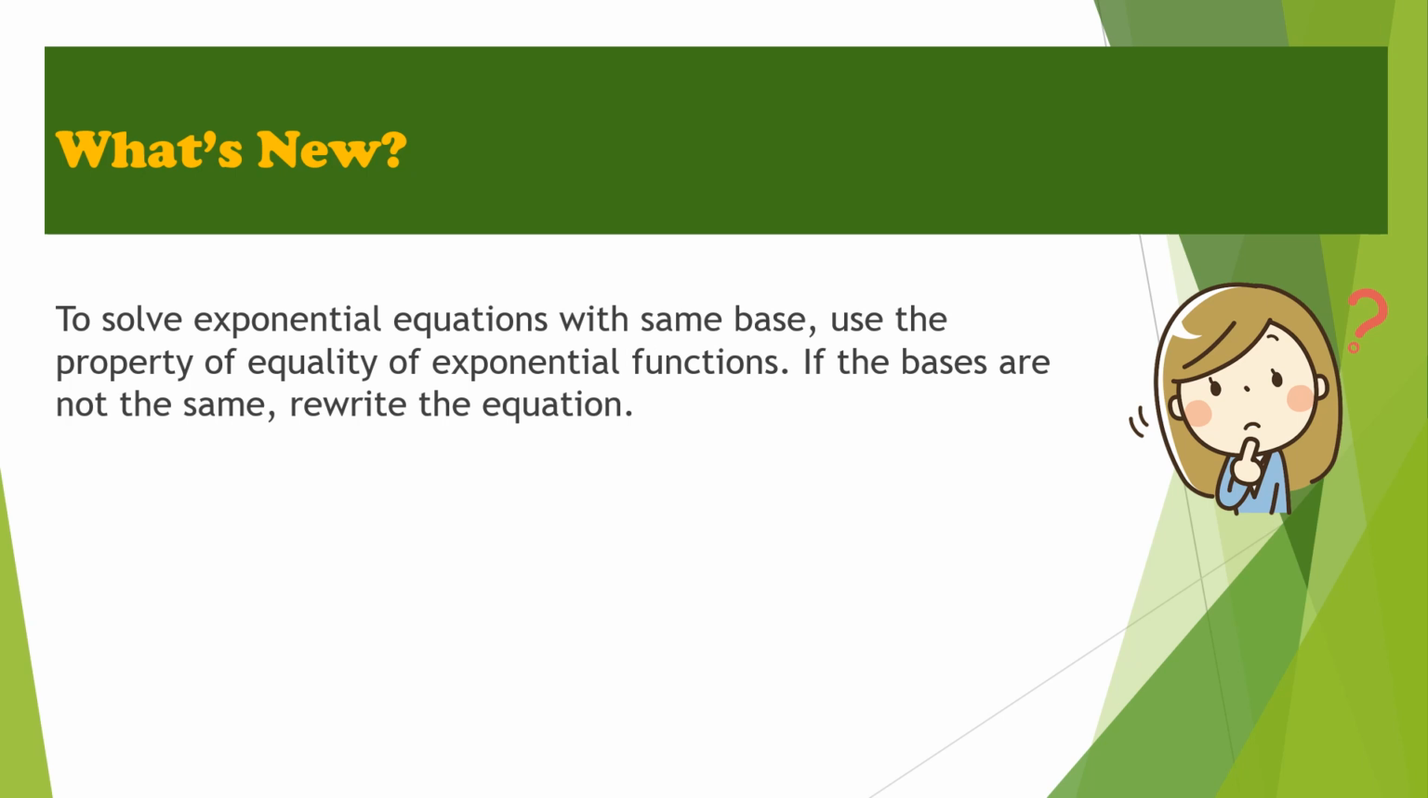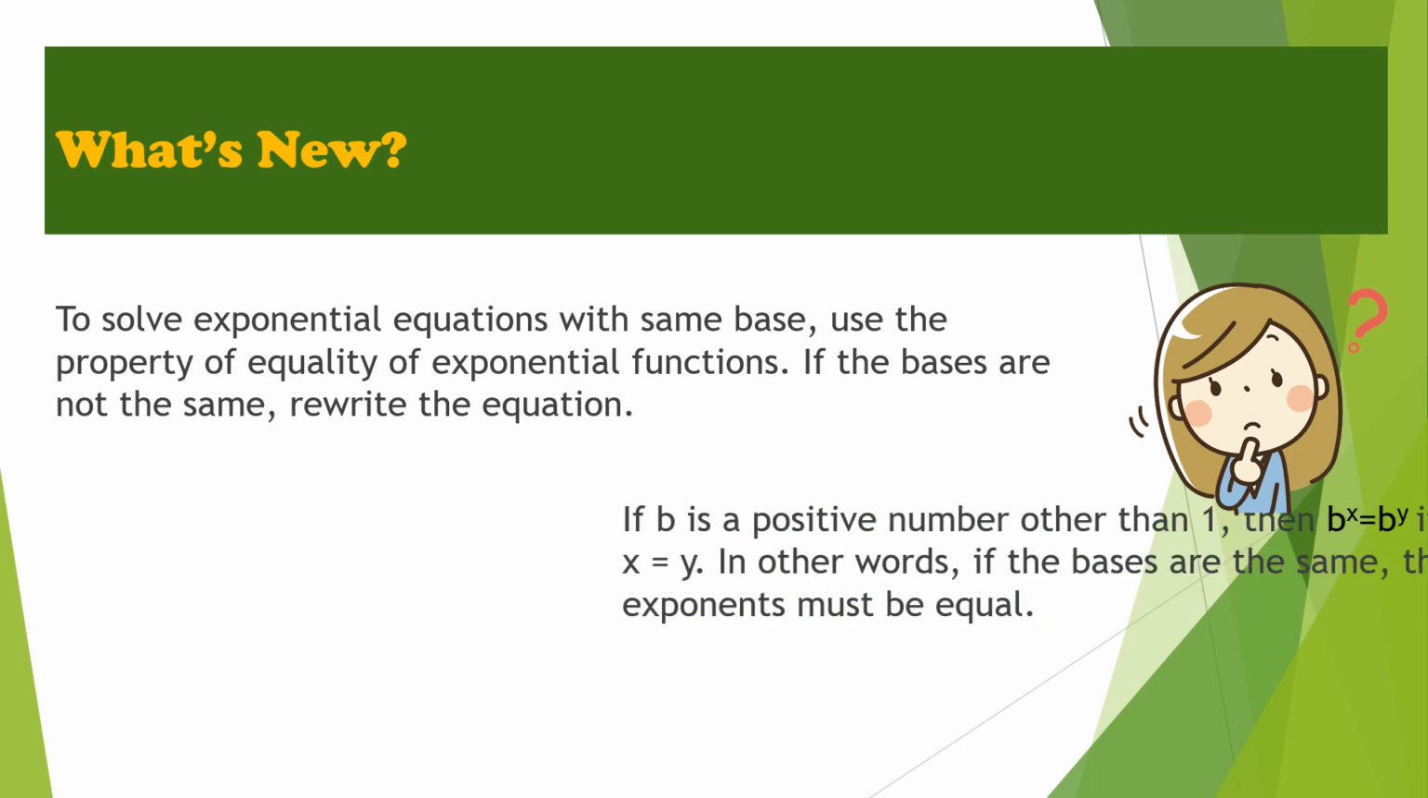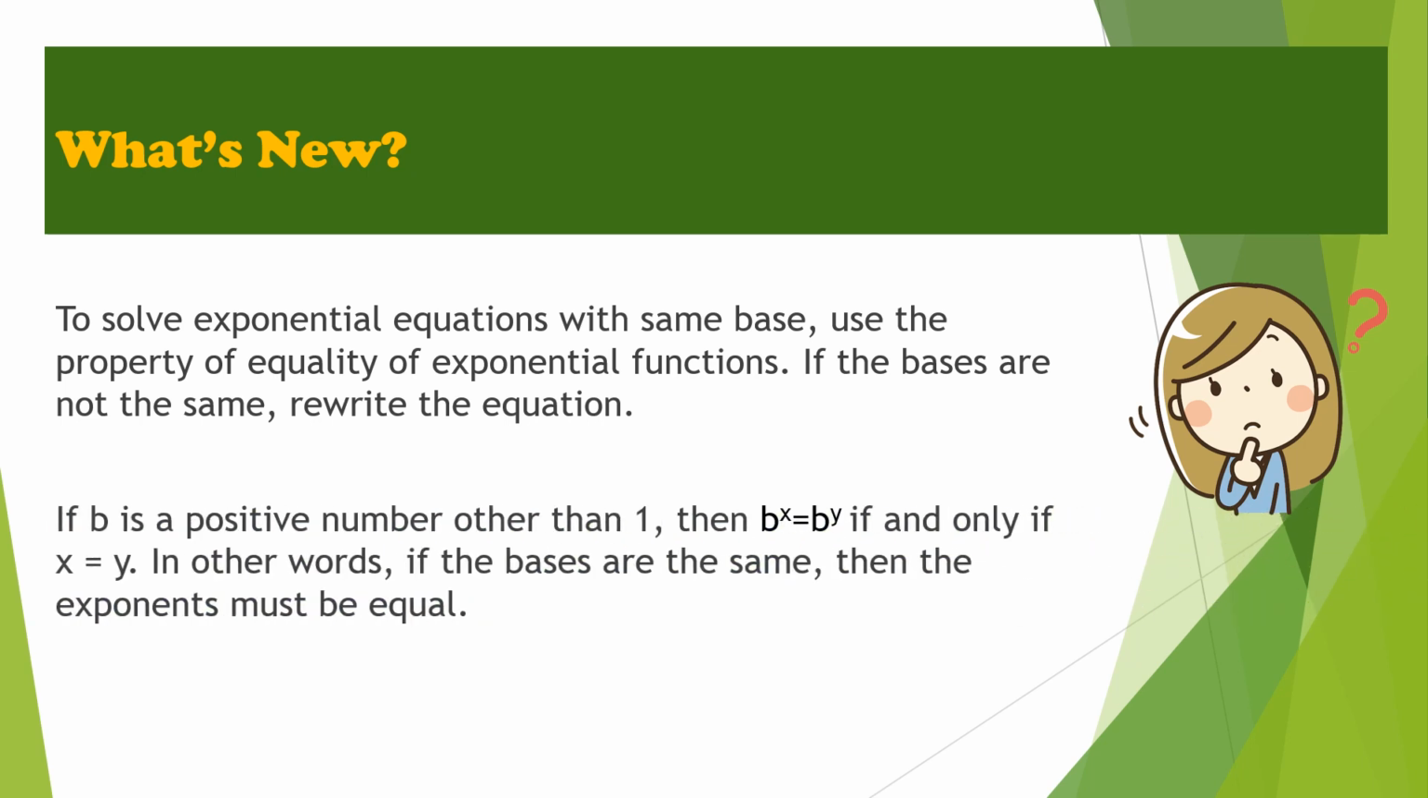To solve exponential equations with the same base, use the property of equality of exponential functions. If the bases are not the same, rewrite the equation. If b is a positive number other than 1, then b raised to x is equal to b raised to y if and only if x is equal to y. In other words, if the bases are the same, then the exponents must be equal.